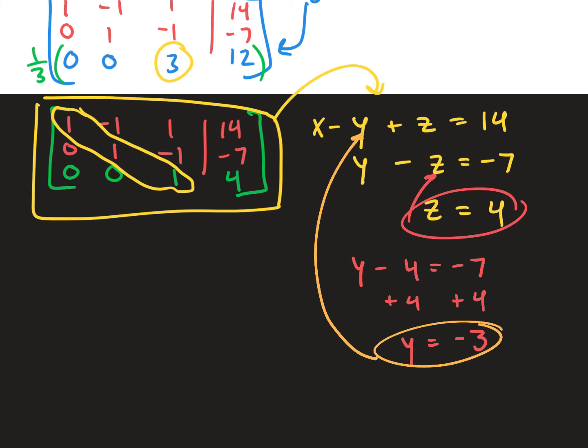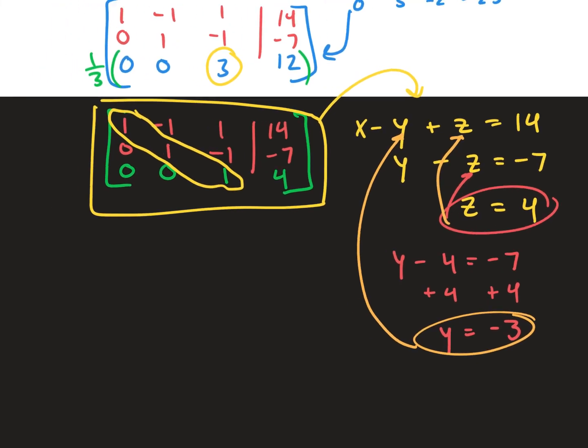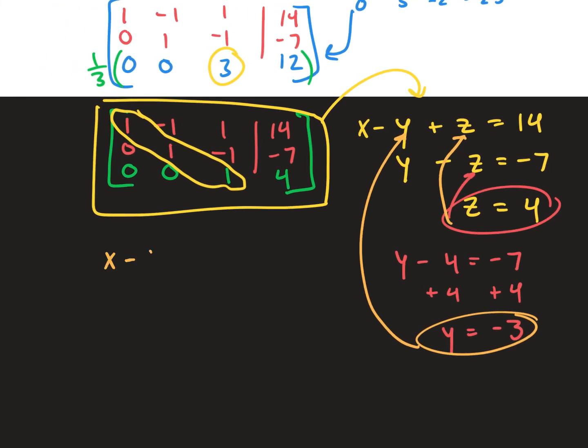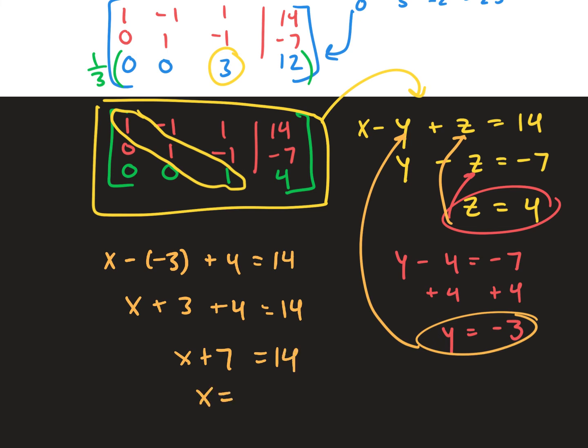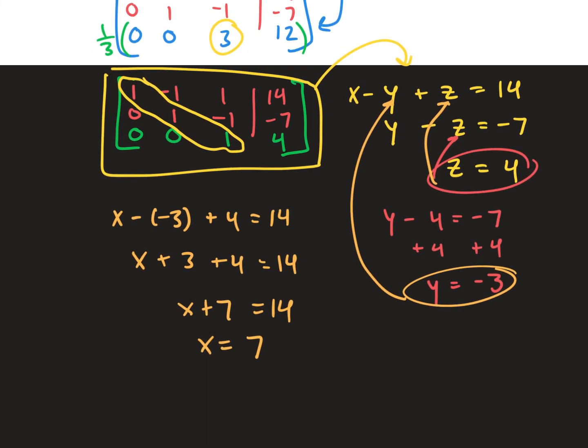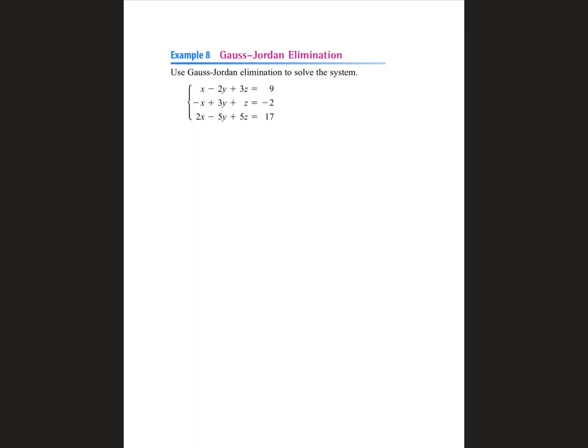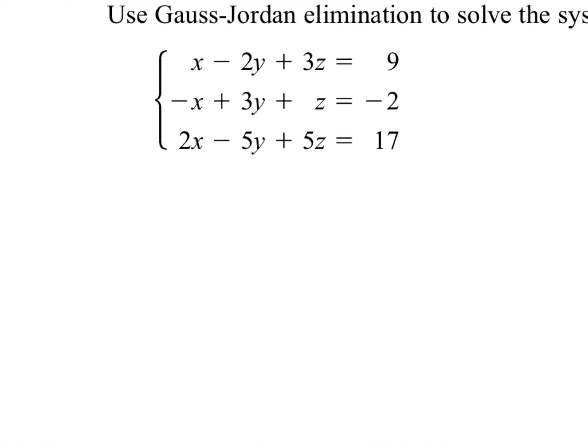Plug in y and z into the first equation. So x minus -3 plus 4 equals 14. x plus 3 plus 4 equals 14. So x is equal to 7. How do you think I write my answer? 7, comma, negative 3, comma, 4. 7, negative 3, 4. So we're going to do the same thing here.